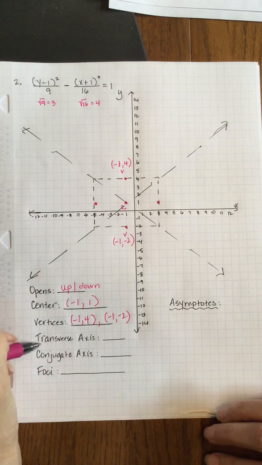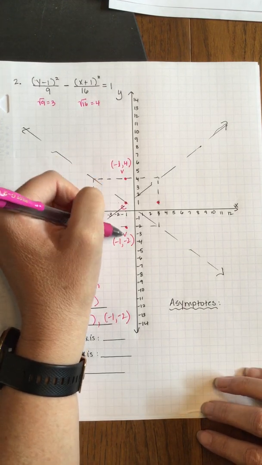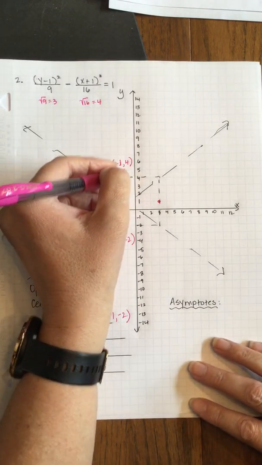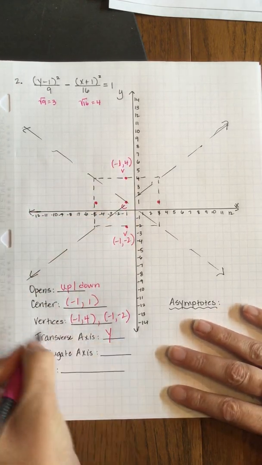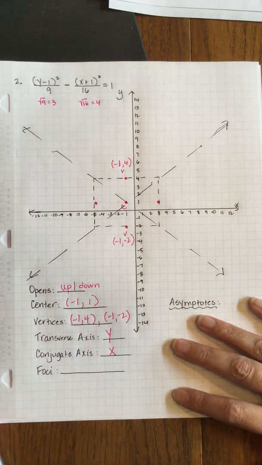So let's fill in the rest of this. The transverse axis connects my vertices. So this is going to be my transverse axis. I'm going to connect my vertices here. So this is going to be in the y direction. And my conjugate axis is the other. So this is the conjugate axis, which is x.